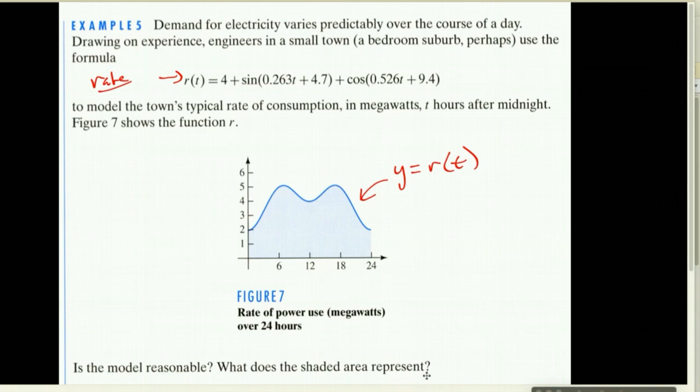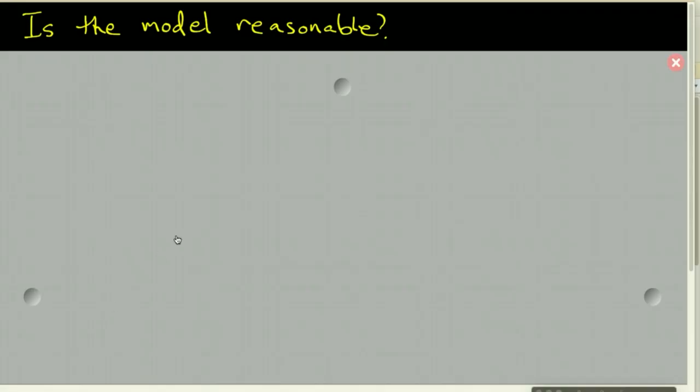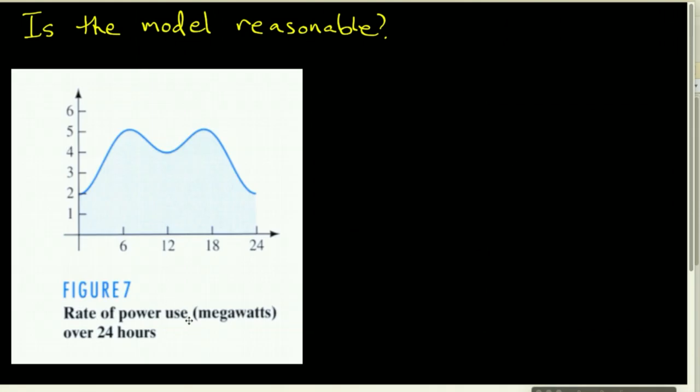We're going to add a third part to this problem. How much electricity is used in one 24-hour day? And I want to look at each one of these questions separately. So let's look at whether or not the model is reasonable. Well, here's our graph. Now, I want you to think about how the demand of electricity changes over the course of the day.